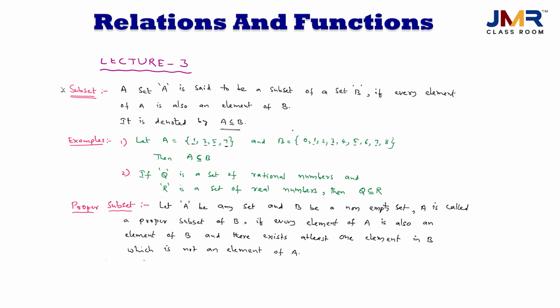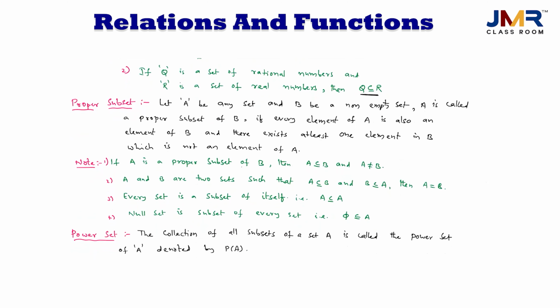One more example. If Q is the set of rational numbers and R is the set of real numbers, then it is clear that Q is a subset of R, because every rational number is also a real number. Rational numbers are also contained in real numbers. So Q is clearly a subset of R.